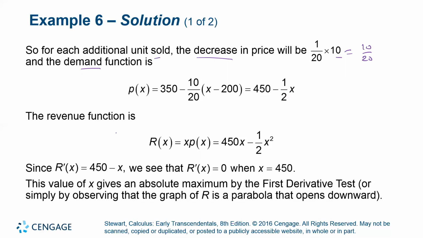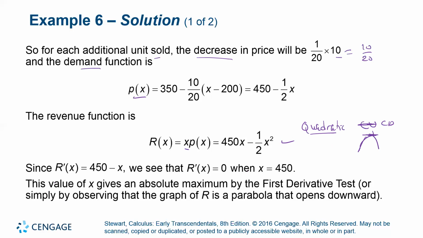So then what's the revenue? Revenue is X times the price function, number of quantities times price per unit. And this gives me that expression, which is quadratic. It's a concave down function, so because it's going to have a shape like this, it's going to have a maximum value for sure.